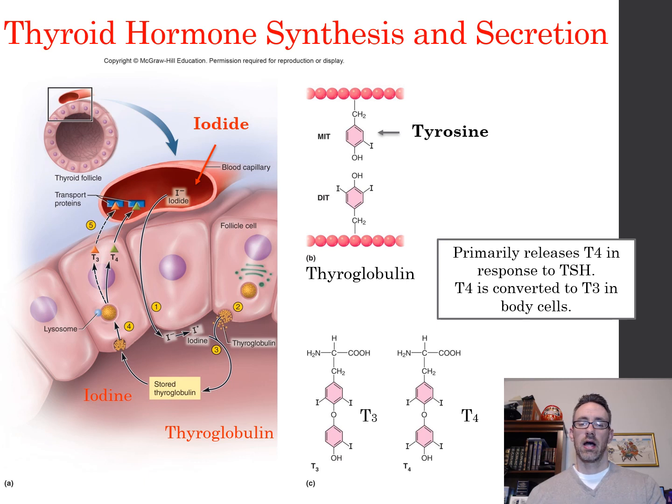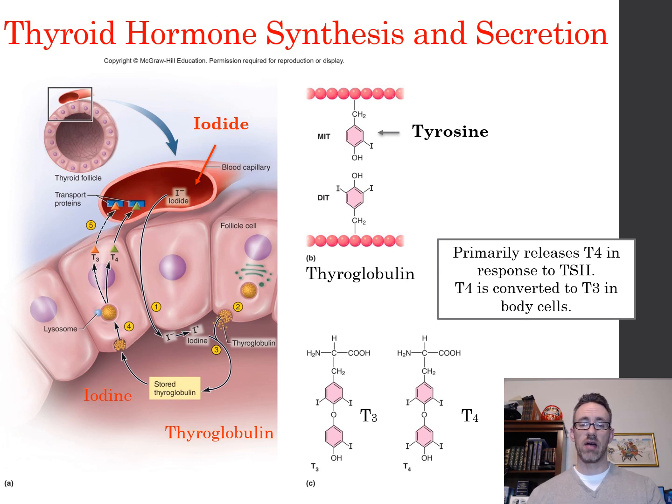acids. And you can see one tyrosine over here, another tyrosine over here, and there's an iodine bound to one of these tyrosines, but there's two iodines bound to this tyrosine. So you'll notice the names MIT and DIT over here. So this is monoiodotyrosine, meaning that this tyrosine only has one iodine bound to it. And this one is diiodotyrosine, which just means that there's two iodines bound to that.